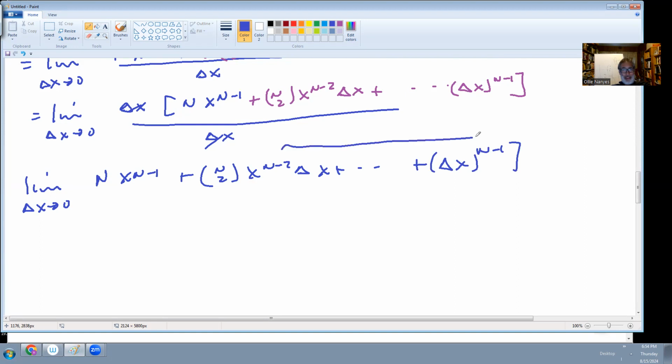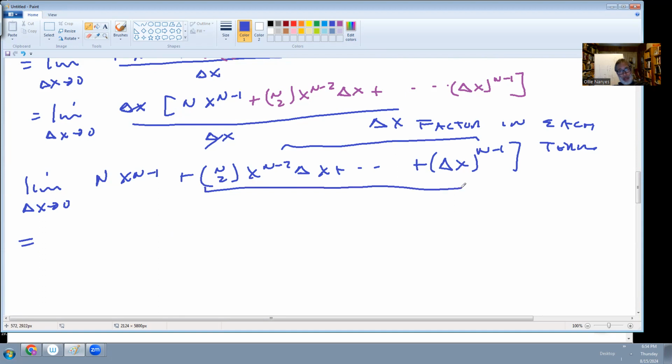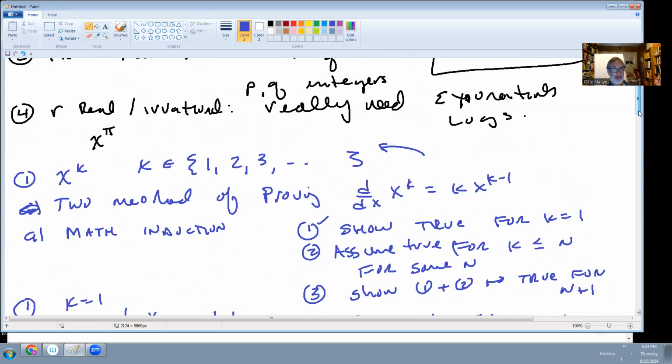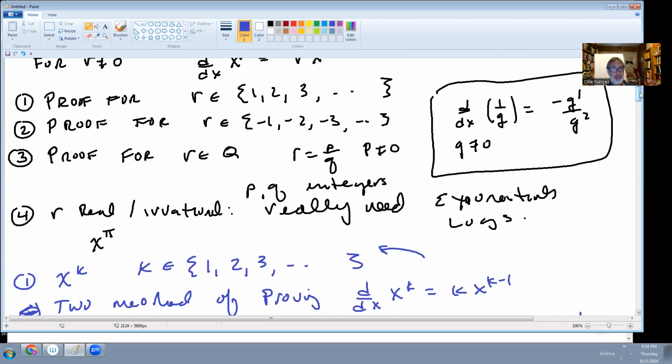There is a delta x factor in every one of these. There's none here. So when we plug in delta x equals 0, this whole part is 0, and we get n x to the n minus 1 as we need. So you see, it's the binomial theorem in disguise. That is the proof for this part right here.